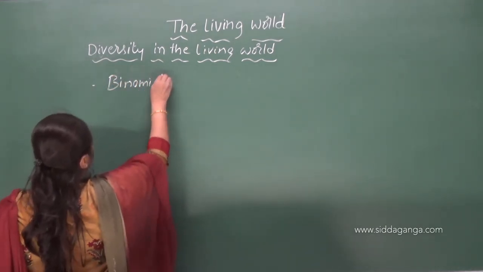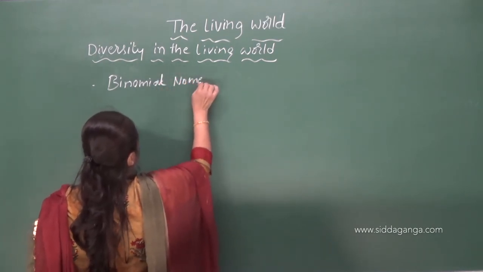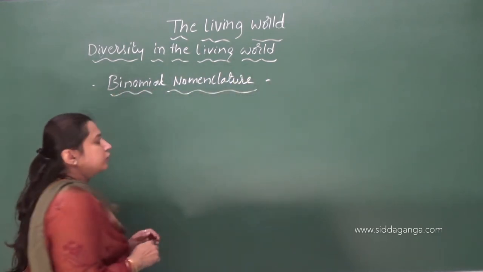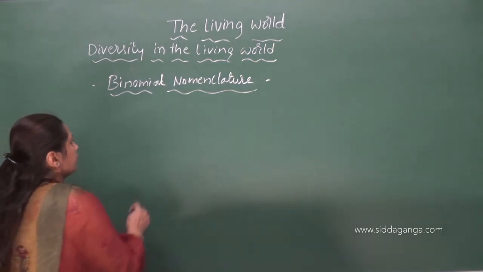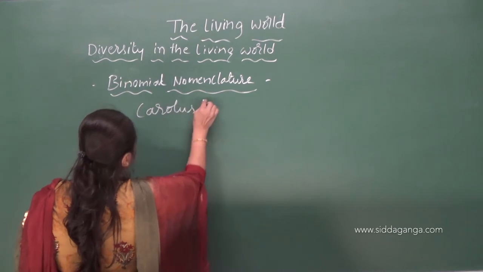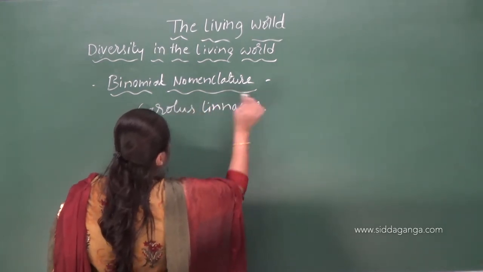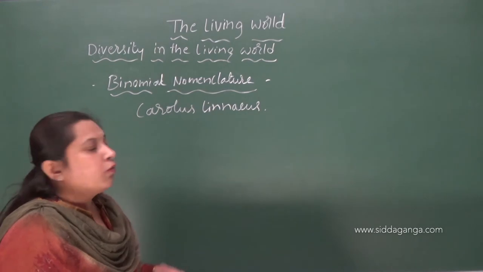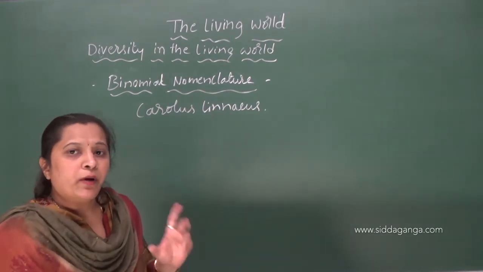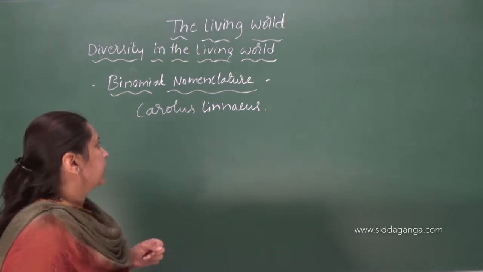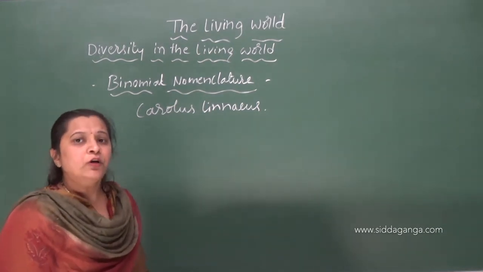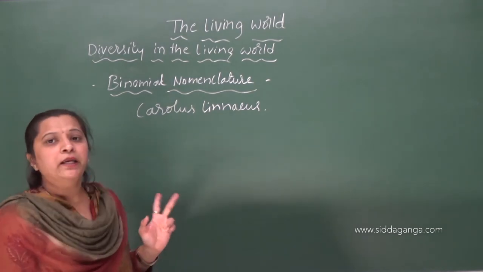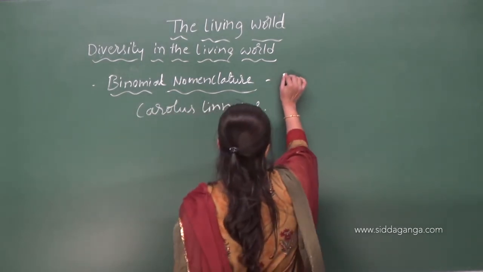This is the most accepted system of naming the living organisms, binomial nomenclature. It was developed by Carolus Linnaeus. So what is binomial nomenclature? Bi means two. Nomenclature is naming of organisms. So naming of living organisms with two scientific names is called binomial nomenclature.